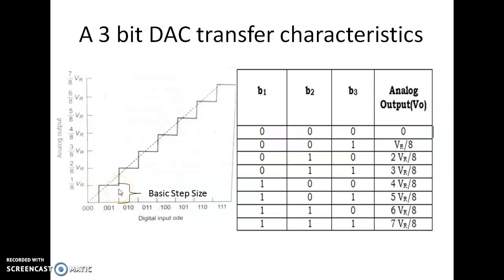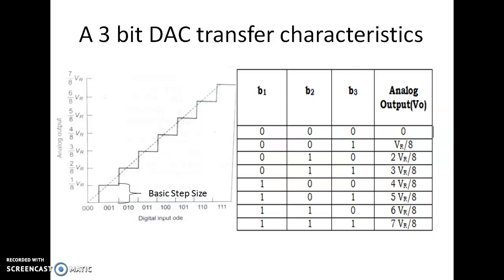For the weighted resistor DAC, it is possible to connect the op-amp in the non-inverting summing amplifier configuration instead of the inverting configuration. This configuration has higher input impedance, and the circuit shown here also operates as a voltage to current converter. The polarity of the reference voltage also depends upon the type of switches you are using. If you use TTL switches, then the reference voltage will be plus 5 volts, and the output voltage will be negative.